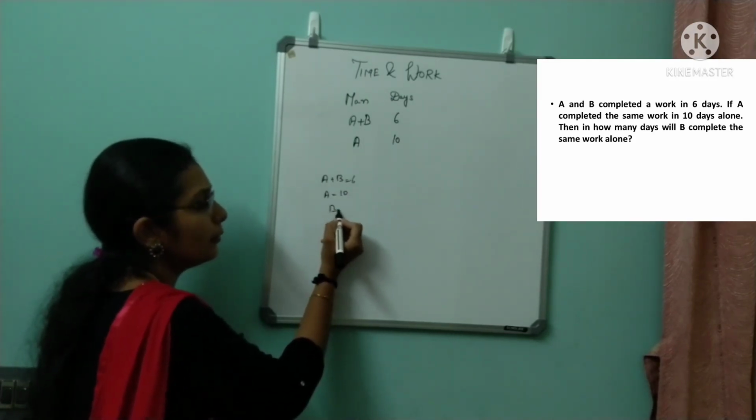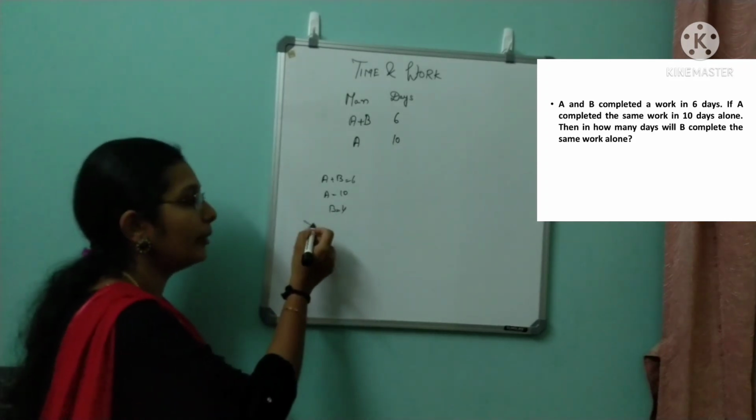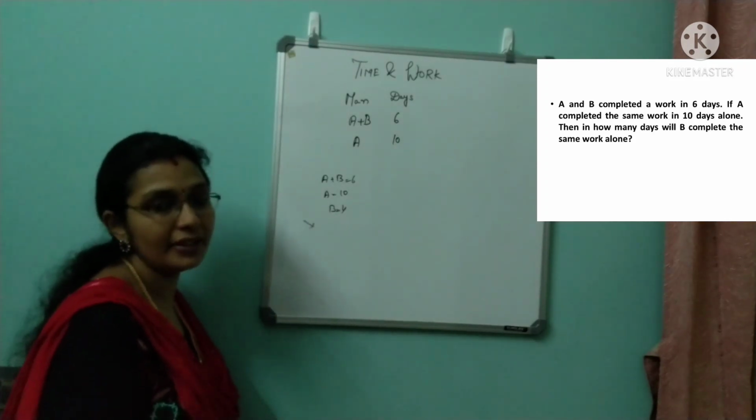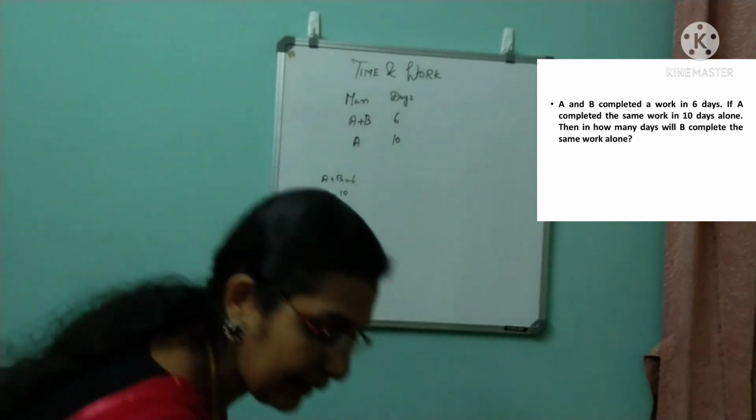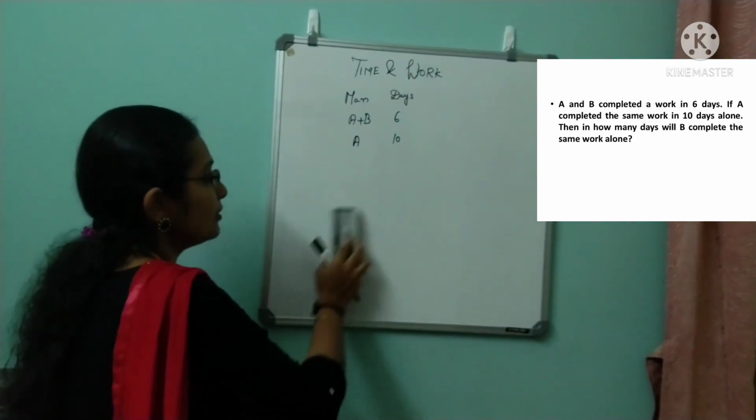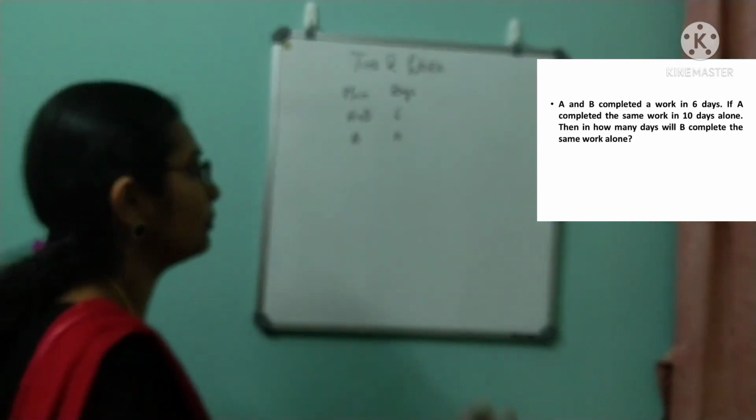So B is equal to 4. Right? But this is wrong, because we will either have to use efficiency or use the work to find this answer. Okay. So let us use the LCM method. You try using fraction method too.